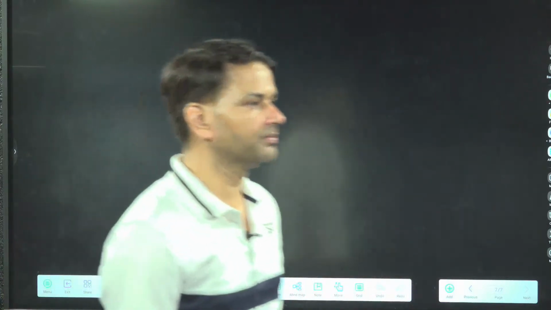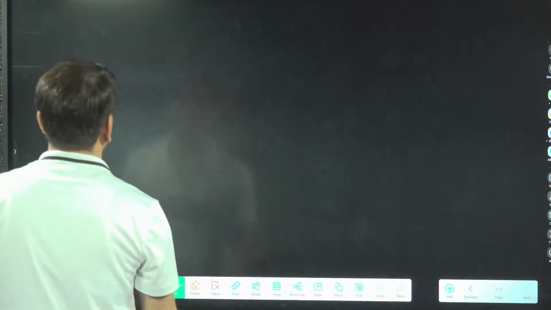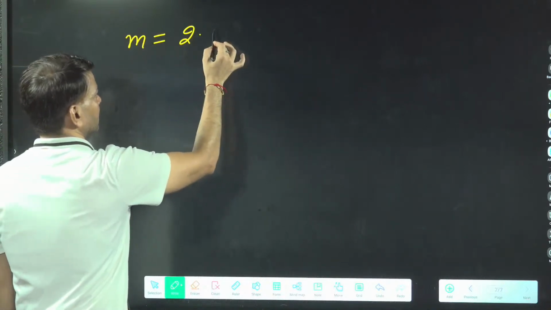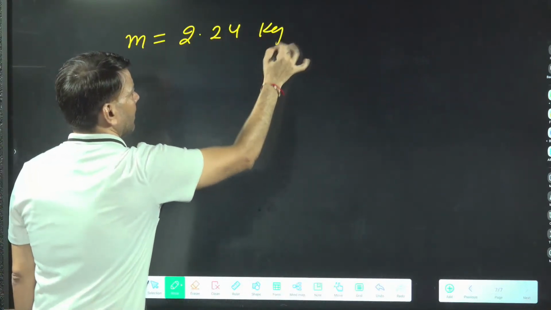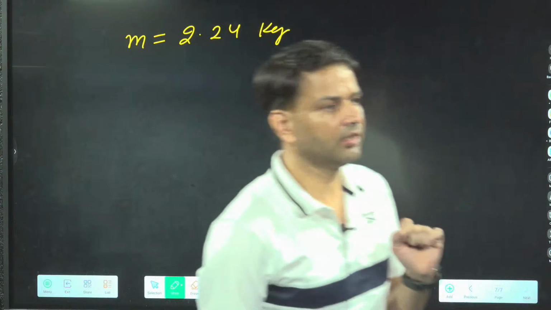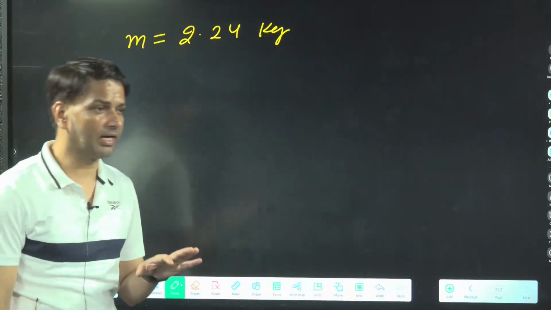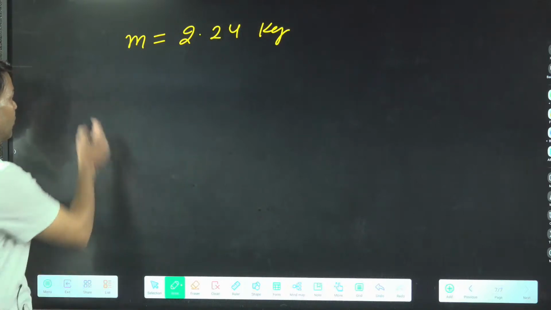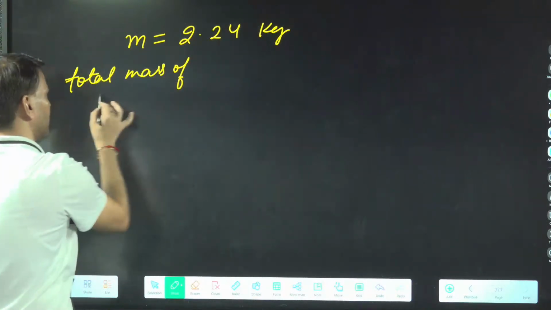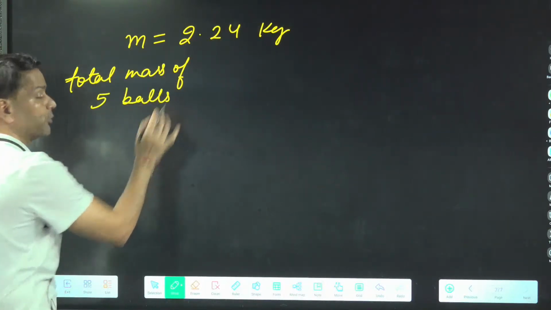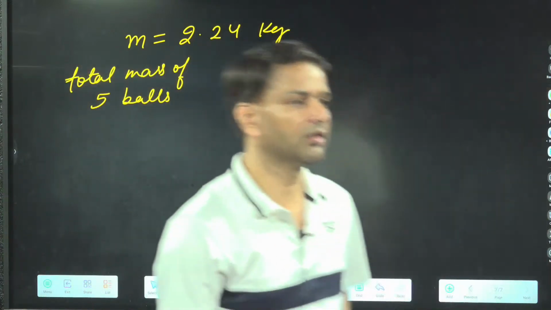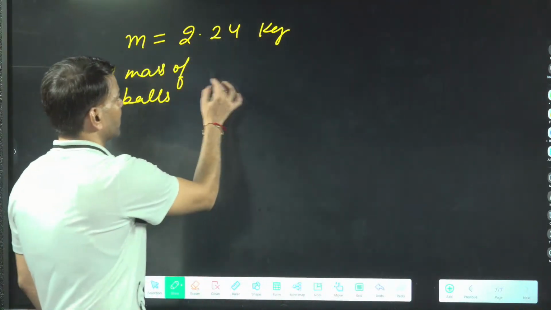Now another type of problem. Suppose I am saying the mass of one ball is 2.24 kg. Now I am asking the total mass of 5 such balls up to the correct significant figure. So what will you write?